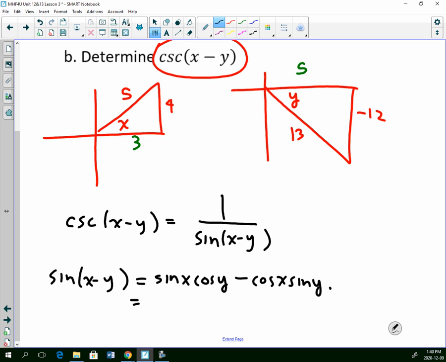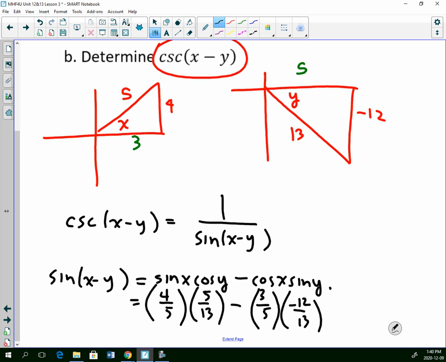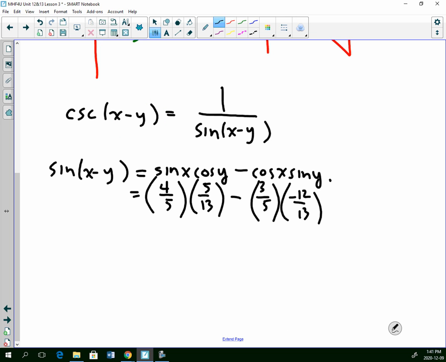So like we did with the previous question, we're going to find these values from our diagram. So sine of angle x is 4 over 5. Cosine of angle y is 5 over 13. Cosine of angle x is 3 over 5. Sine of angle y is negative 12 over 13. And then we will just simplify. 2 negatives make a positive. 3 12s are 36. And then we'll add that together.